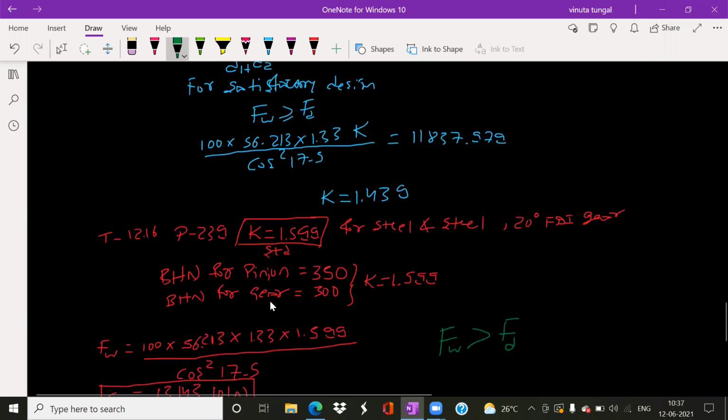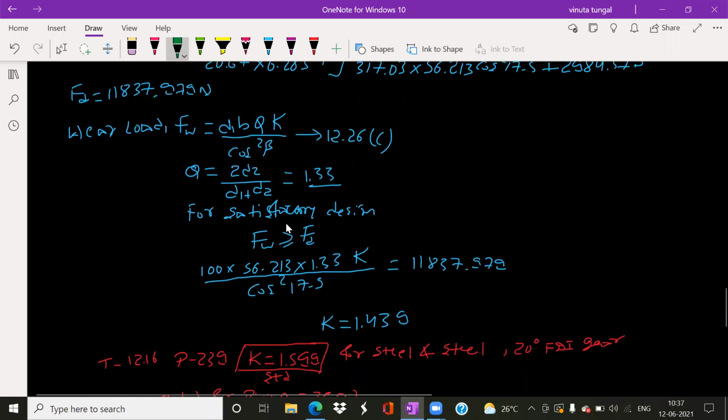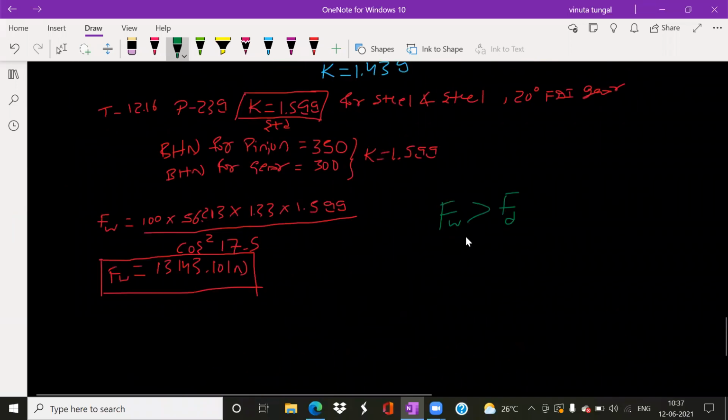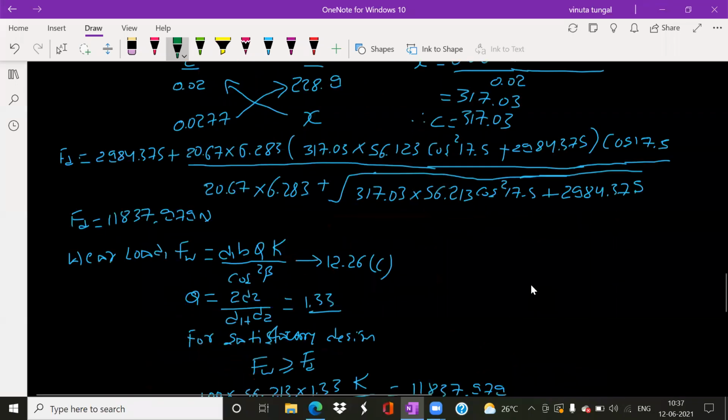If you see the condition for the gears to be safe, always wear load should be greater than the dynamic load. Therefore, in our case, FW is greater than FD. Wear load is greater than dynamic load. Therefore, you can write the statement: design is safe. This is how you need to calculate this.